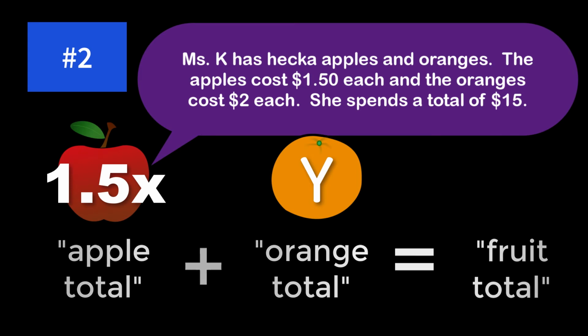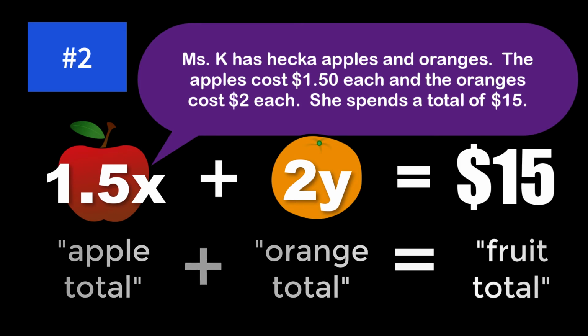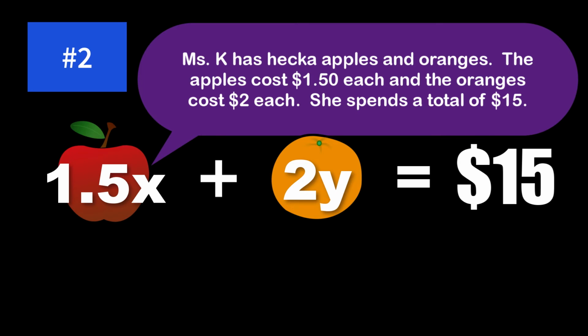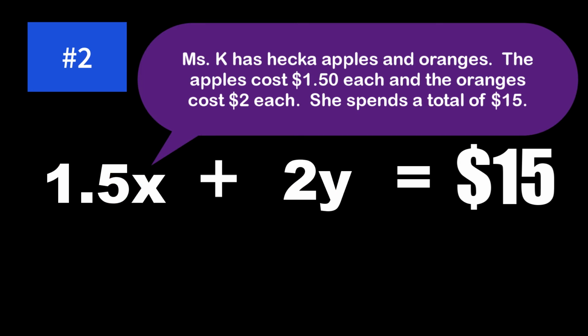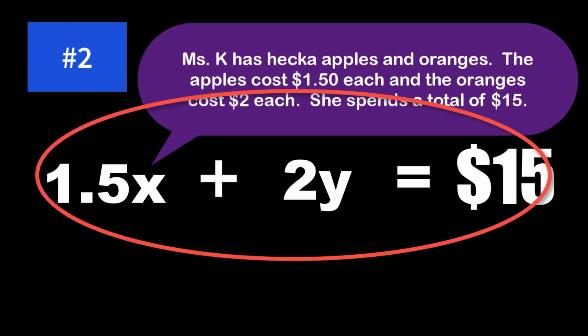How can we represent the amount she spent on oranges? They are $2 each, so we can use the expression 2.00y or 2y. This is her orange total. These two should add up to make $15, the $15 that Miss K paid. Therefore, 1.5x plus 2y equals 15. This is a standard form equation.